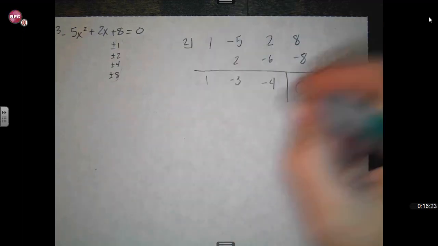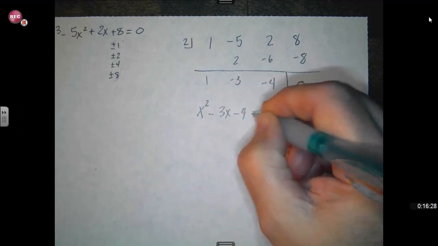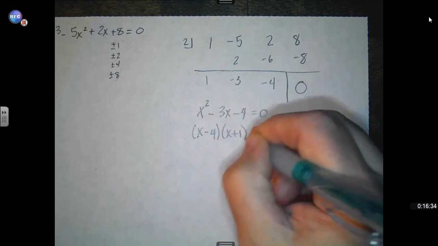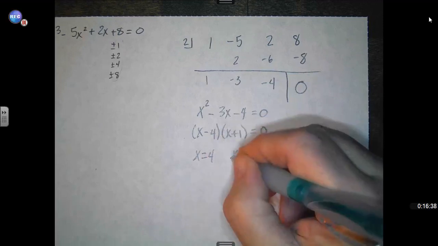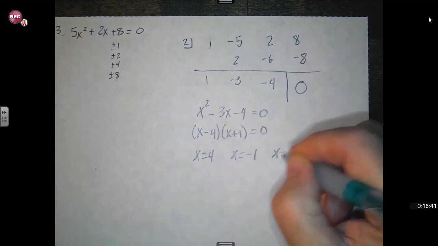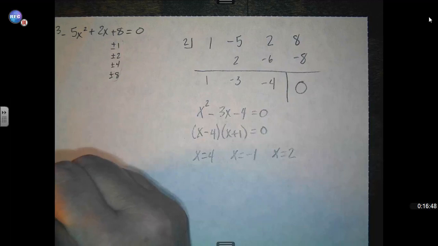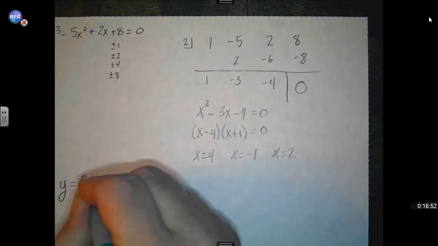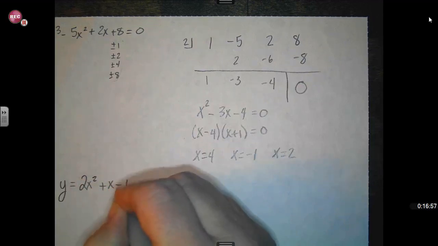Now to find the other 2, this is actually now a quadratic equation, and I can see that it factors. And so this gives me x equals 4, x equals negative 1, and I can't forget to put x equals 2.